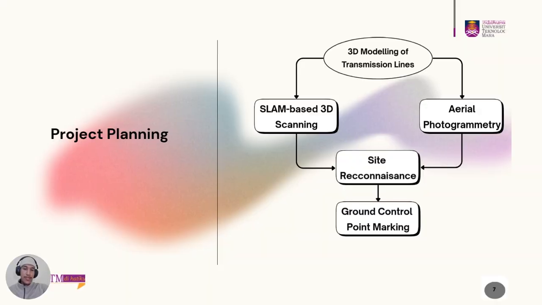Now, we will go through the methodology phase by phase. The first phase is project planning. Before data collection was performed, project planning was conducted to ensure the workflow was properly prepared. The activities included in project planning are site reconnaissance, ground control point marking, and preparation for both SLAM scanning and UAV photogrammetry. These steps were important to ensure that both datasets could be properly processed and then compared.